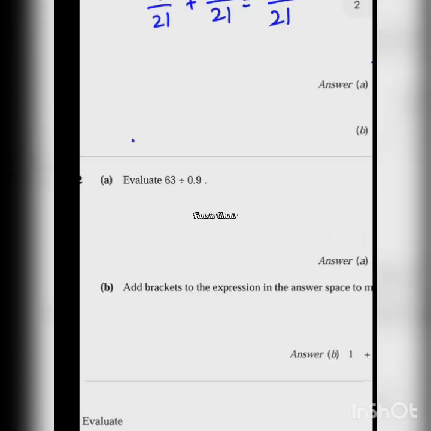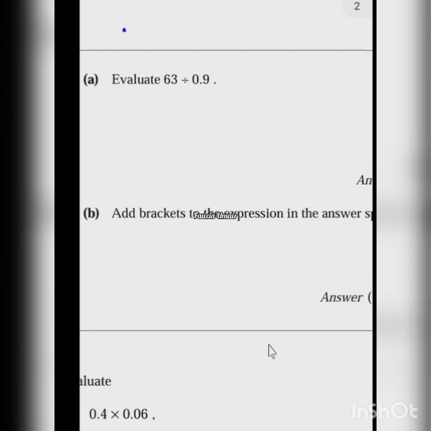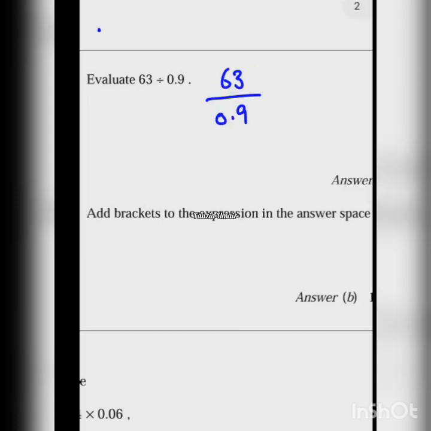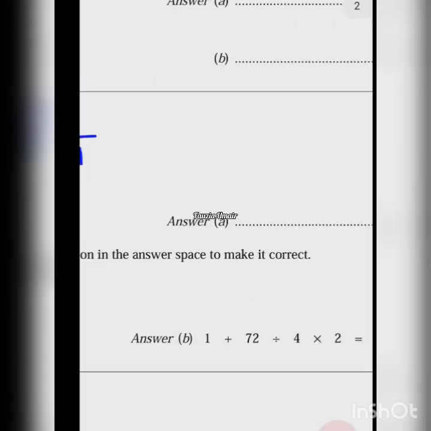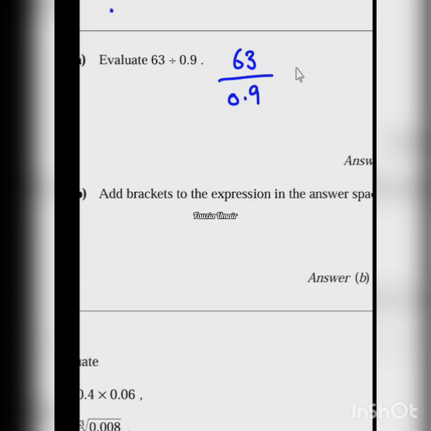Question number 2. I hope the question is visible. Question is 63 divided by 0.9. So 63 is divided by 0.9. What should I do? Ma'am, we can multiply both by 10 to make the decimal a whole number. So that's right.